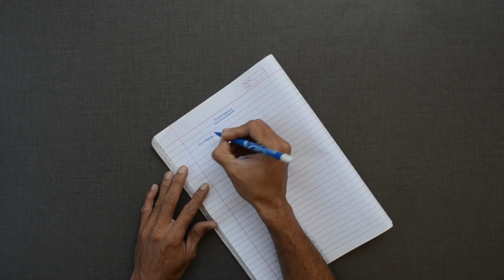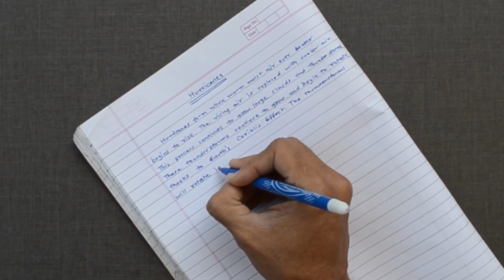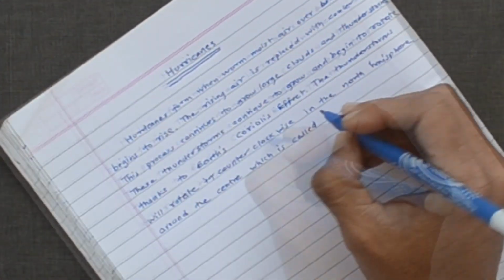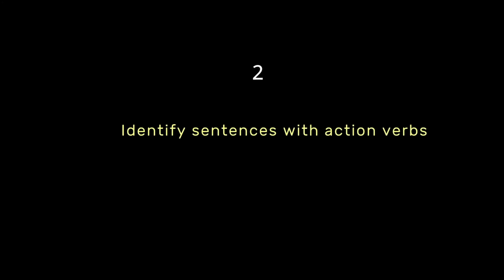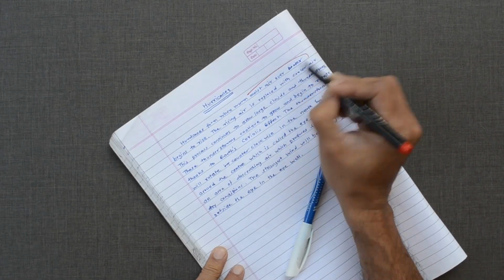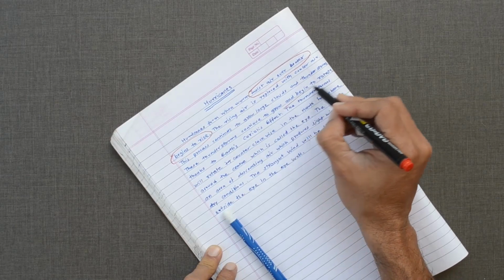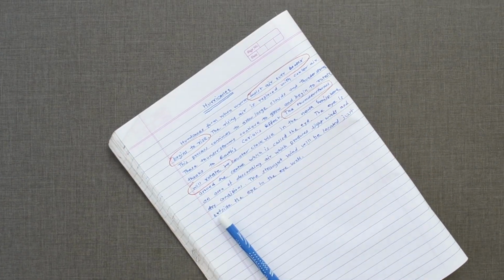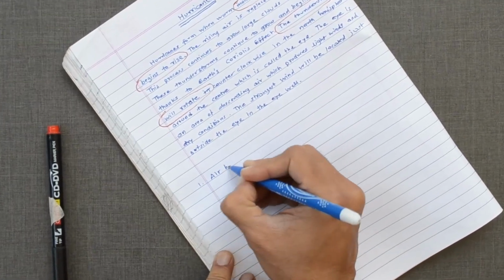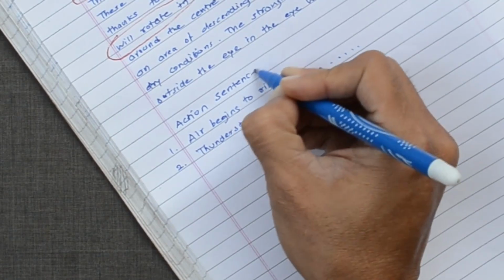As a first step, I wrote one paragraph about hurricanes. Second step involved identifying sentences which have action verbs in them. I chose two to work with: hot air rising upwards and rotating thunderstorm.